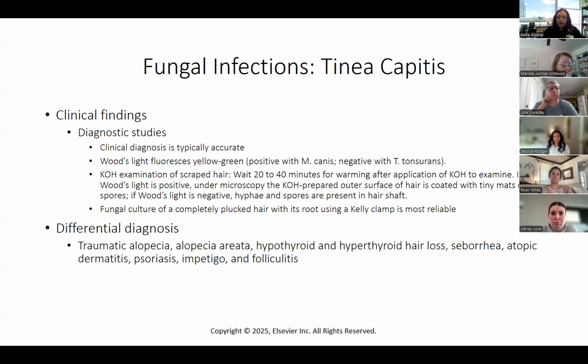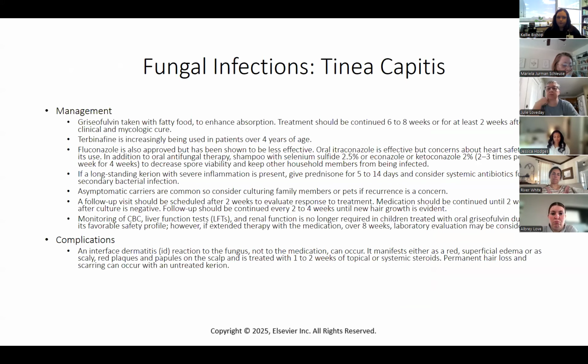Clinical diagnosis is usually done, but you can do Woods Light or KOH, or a fungal culture. Griseofulvin for tinea capitis is what we use. We don't use topicals on the scalp. They're not going to do anything. I hate seeing tinea capitis because it is so long. It is so much medicine.